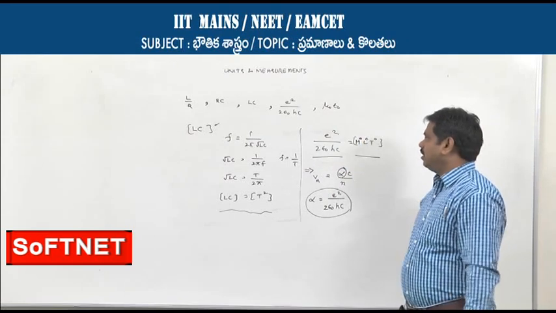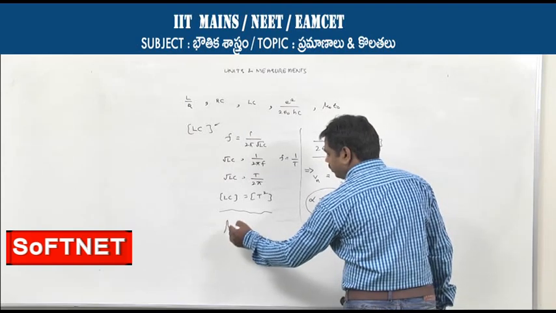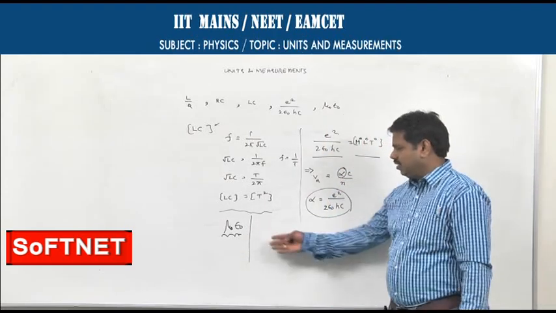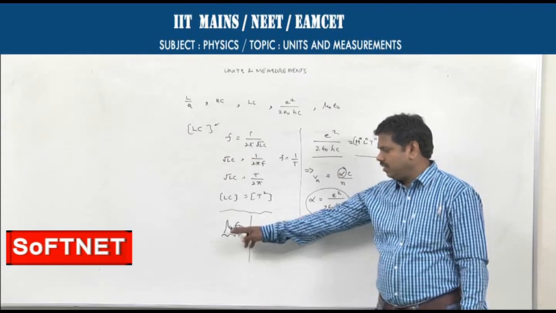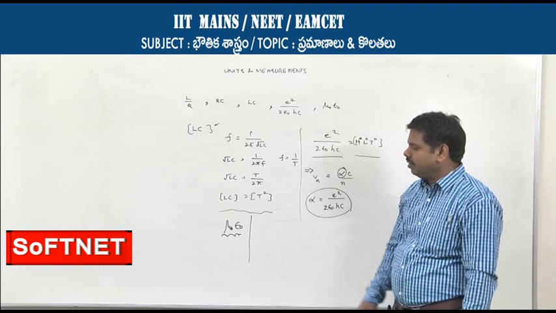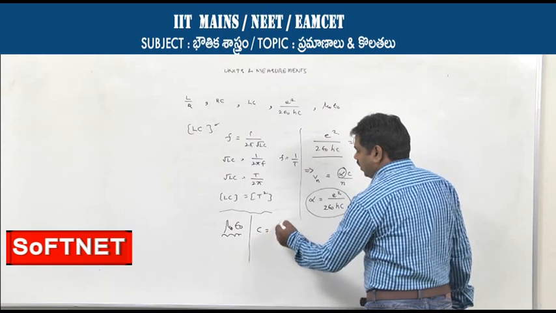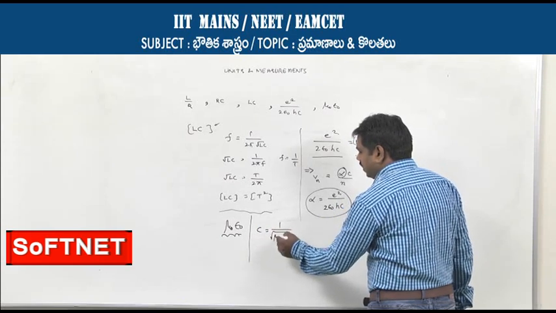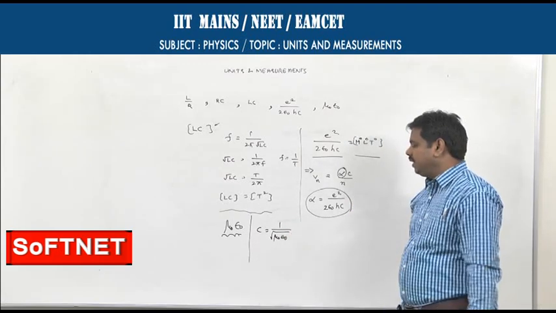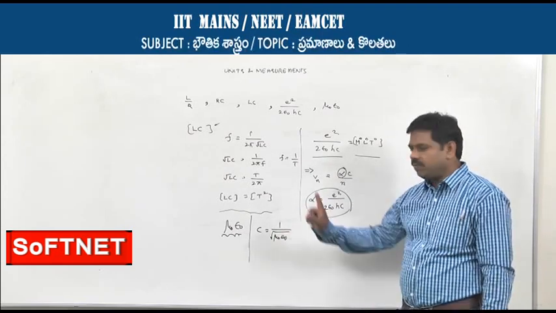And similarly, what is the dimensional formula of mu naught and epsilon naught? How to write this one? One of the methods is substituting the dimensional formula of each physical quantity here and arriving at the relation. But the other method is, in electromagnetic waves we have already studied that the velocity of light can be represented as the reciprocal of root of mu naught epsilon naught. If you know this relation, then we can easily get the dimensional formula.